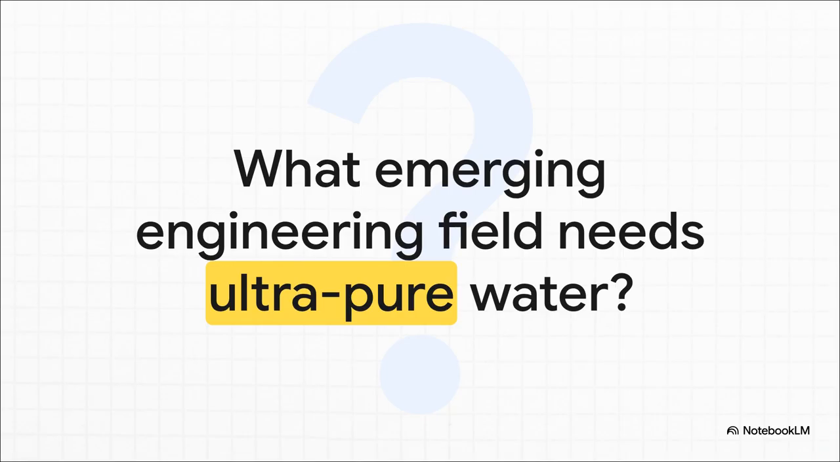So there you have it, from the basic chemistry of a glass of water all the way to the complex systems that power our industries. But I want to leave you with one final question to think about. We've talked about drinking water and boilers, but think bigger. What's an emerging field of engineering, maybe in electronics, green energy, or even space travel, where the ability to create ultra-pure water is going to be absolutely essential? Something to think about.